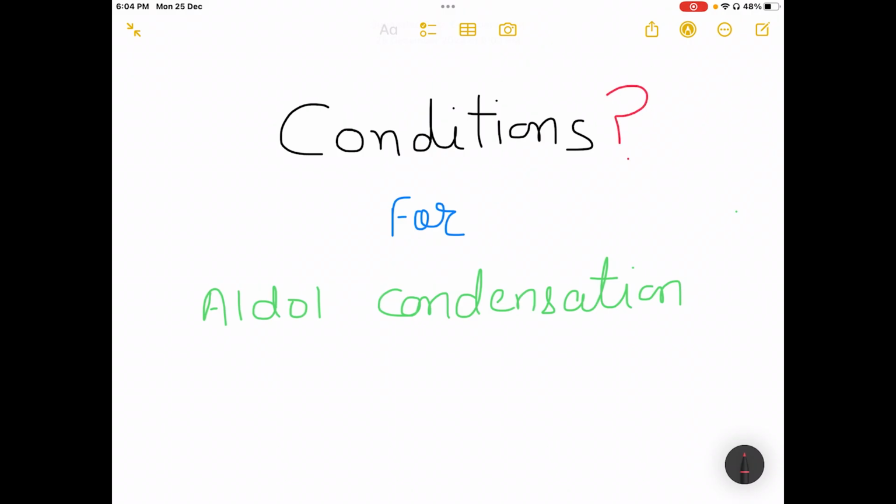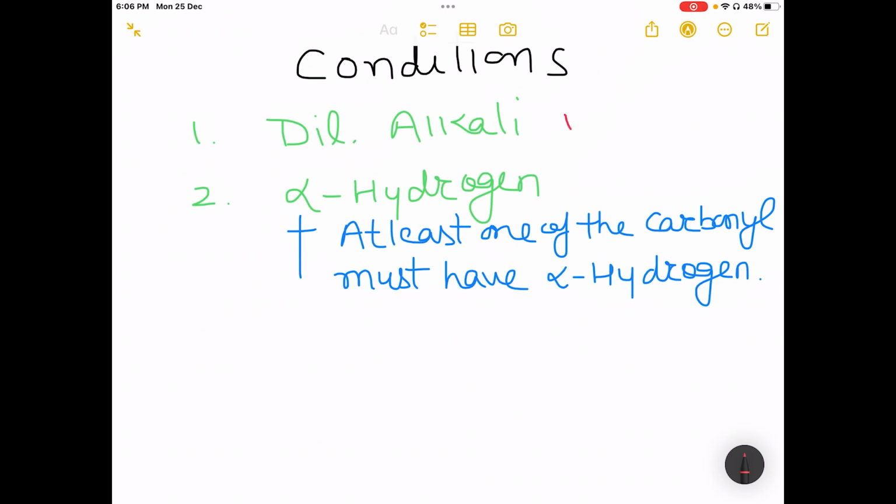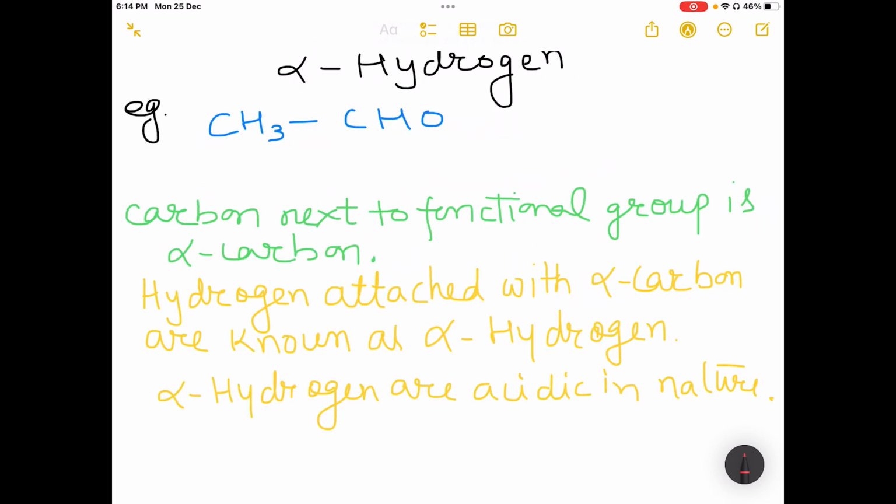Conditions for aldol condensation reaction. It takes place in presence of dilute alkali and alpha hydrogen. At least one of the carbonyl must have alpha hydrogen. So now we will understand what is alpha hydrogen.